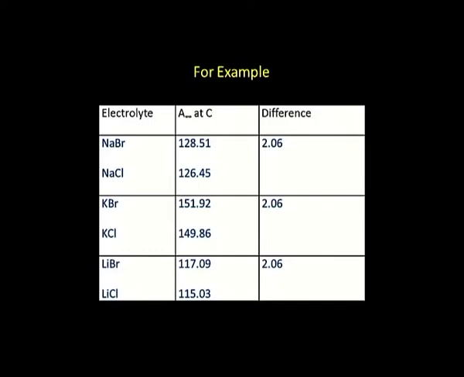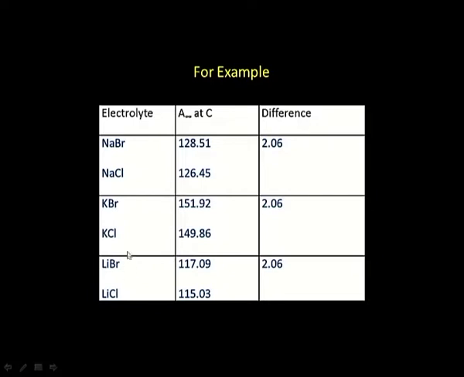For example, if we consider sodium bromide and sodium chloride as electrolyte and determine equivalent conductivity at infinite dilution, the values are 128.51, 126.45 and the difference is 2.06. If we now take potassium bromide in place of sodium bromide and potassium chloride in place of sodium chloride, the values are 151.92 and for KCl 149.86 and the difference is again 2.06.